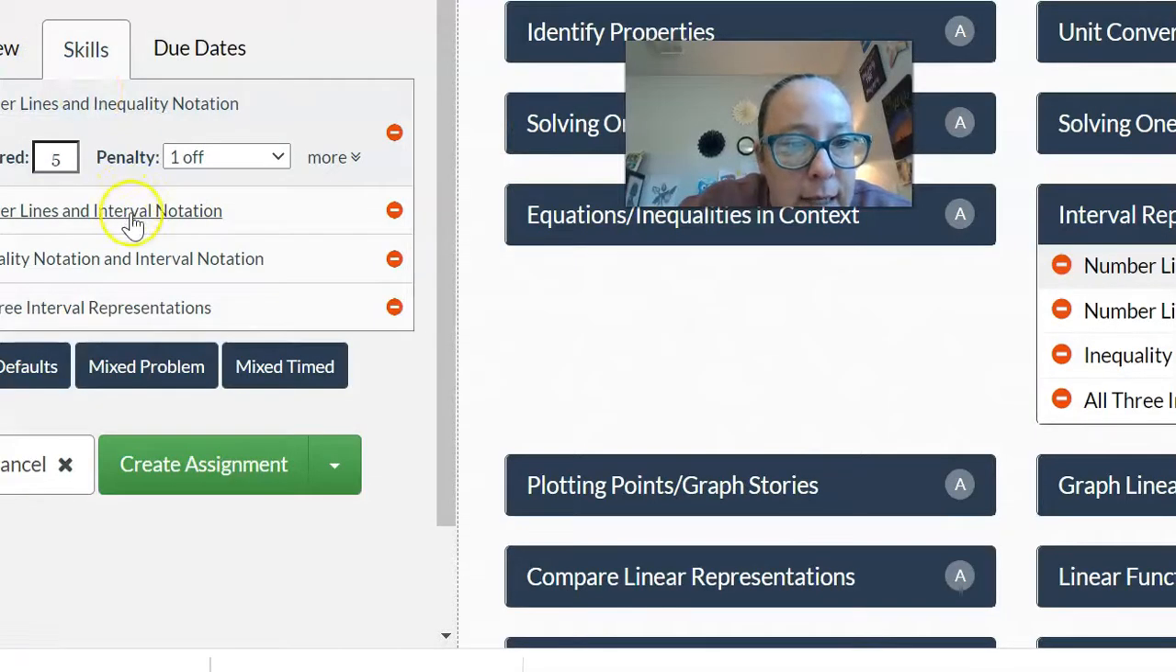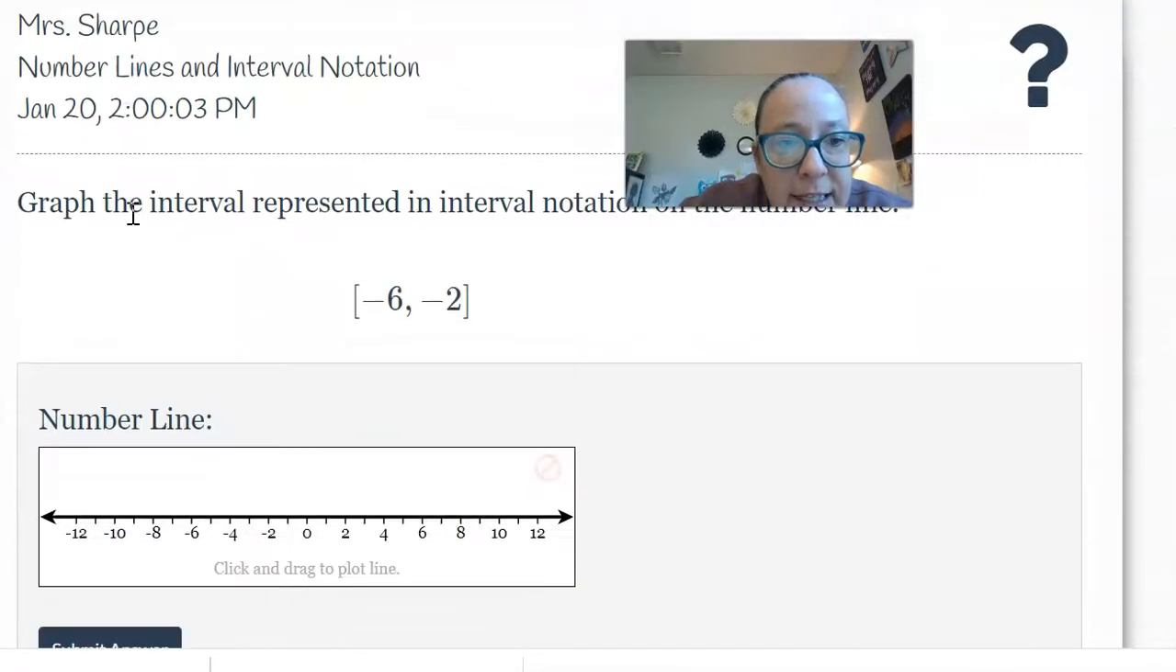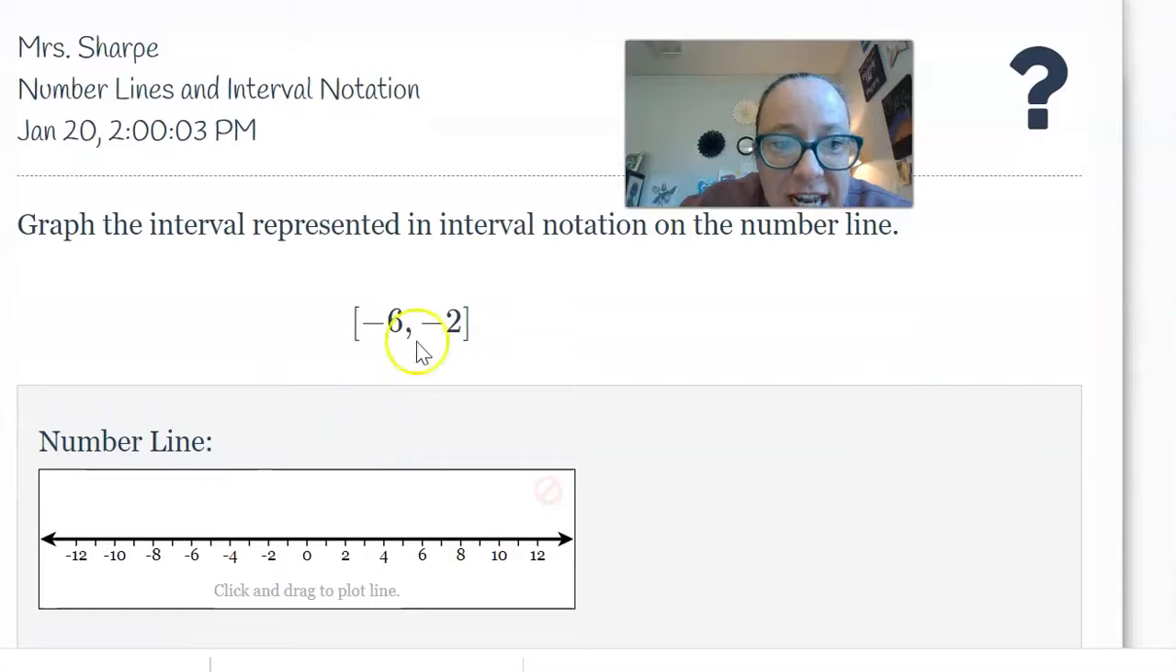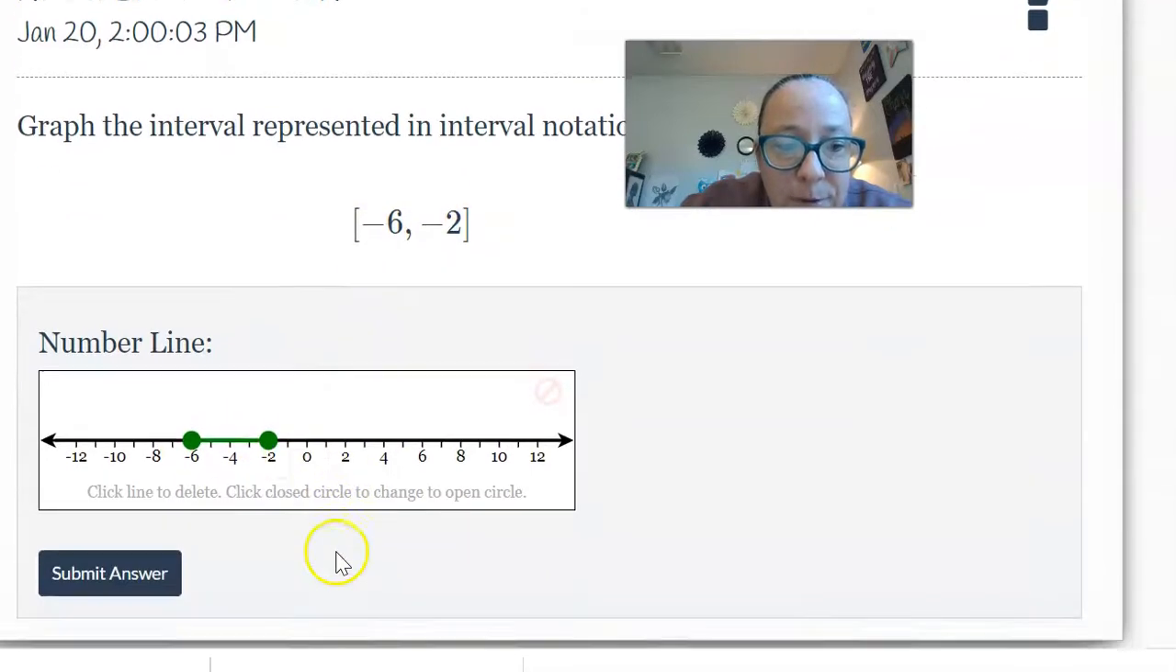The next type you're going to see is this. It says graph this interval notation. So this is interval notation. It has a bracket and it's a span. The comma is a span. So I go negative 6 to negative 2. There's brackets, so they're both closed.